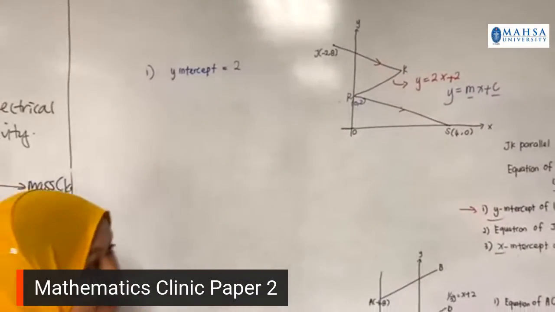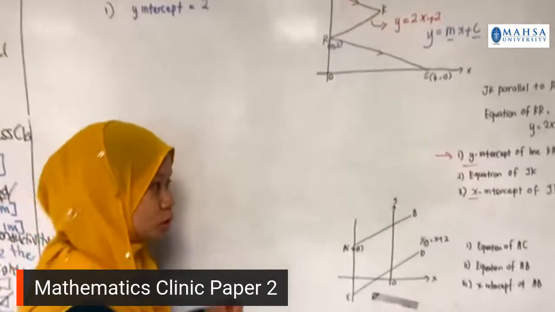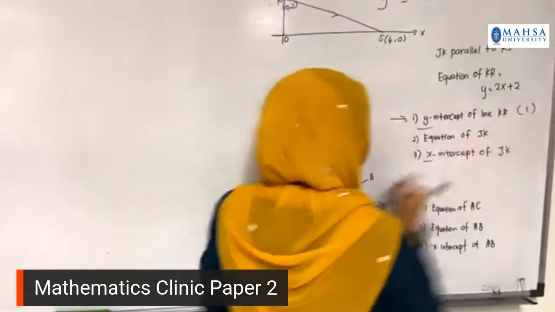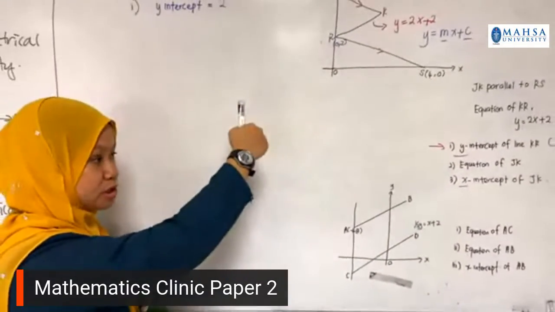That is the first question. Usually, the first question is the easiest question. This one will give you 1 mark, because you can directly get the value from the question given.